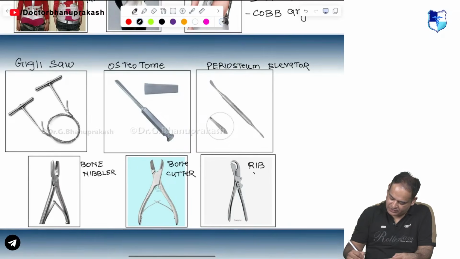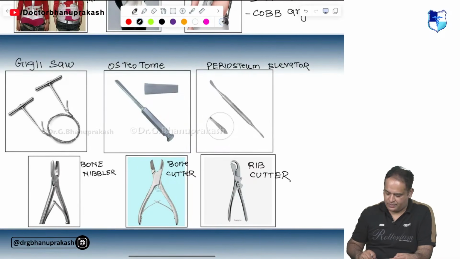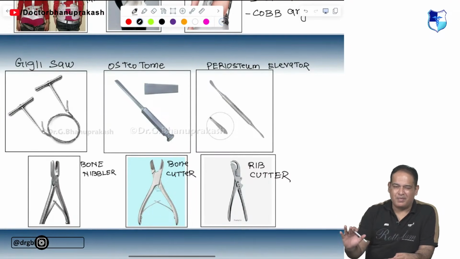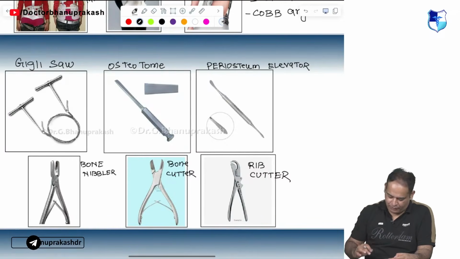And this one is rib cutter, right? So images, you will see them repeatedly, 2-3 times, and these images will be memorized, promise, right?